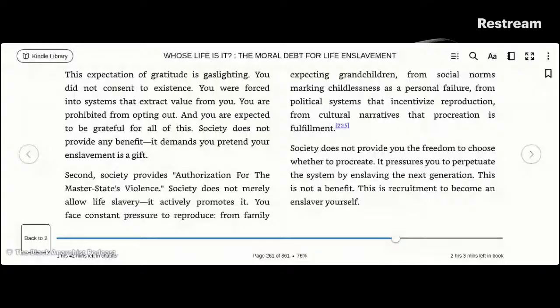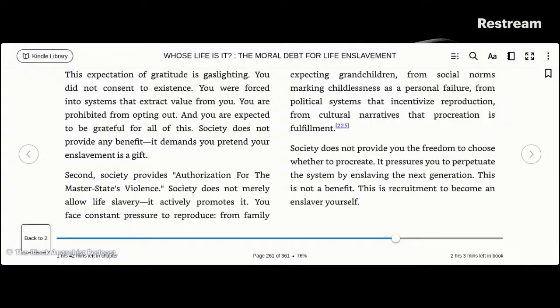This expectation of gratitude is gaslighting. You did not consent to existence. You were forced into systems that extract value from you. You are prohibited from opting out, and you are expected to be grateful for all of this. Society does not provide any benefit. It demands you pretend your enslavement is a gift.